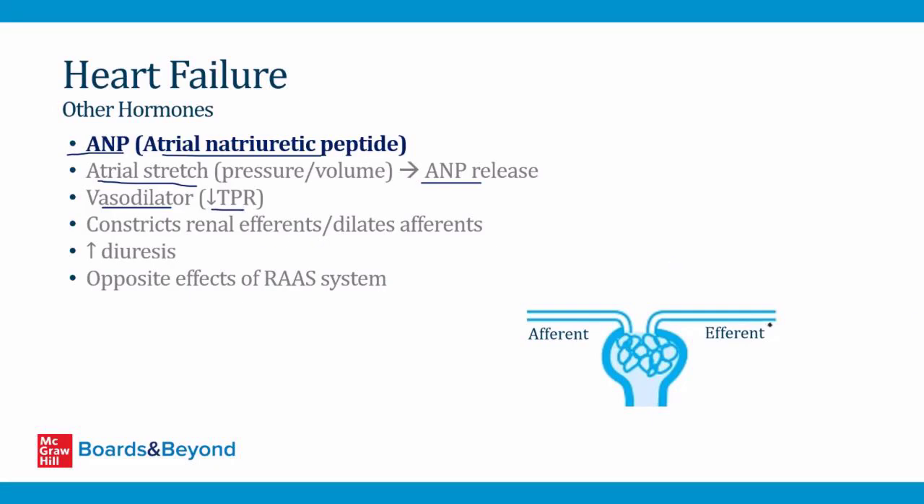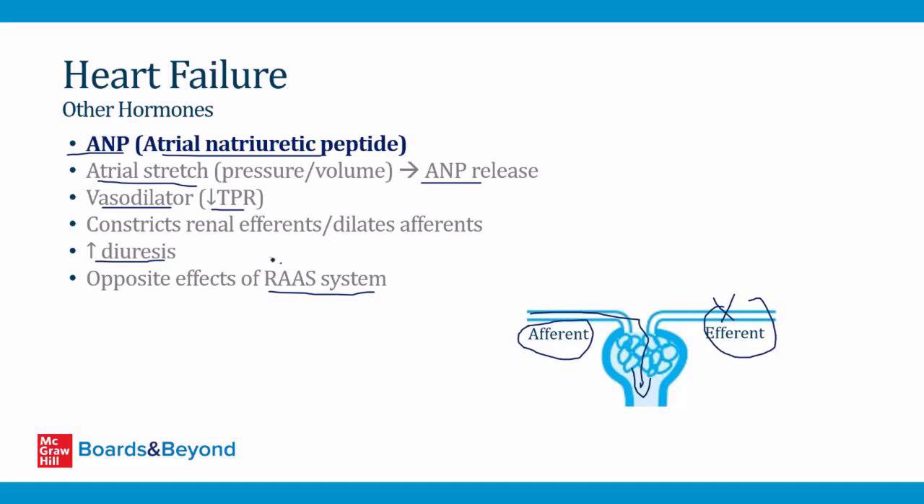ANP also constricts renal efferent arterioles, and it dilates the afferent arterioles, and this will cause more blood to be filtered in the glomeruli, and it will cause more urine to be made so that there is a diuresis. And so the effects of ANP are opposite of the RAS system. The whole ANP system probably evolved to counteract the RAS system when RAS is overactive. But unfortunately, in heart failure patients, the natural ANP system isn't strong enough to overcome the RAS.